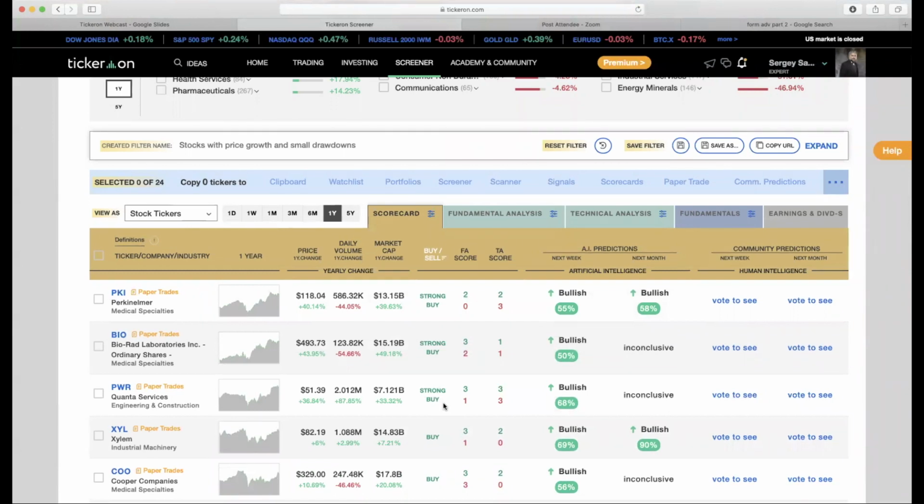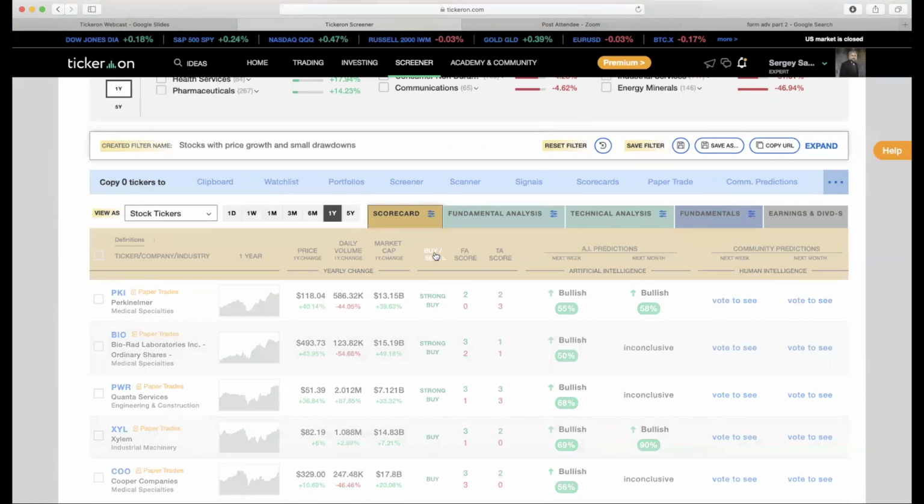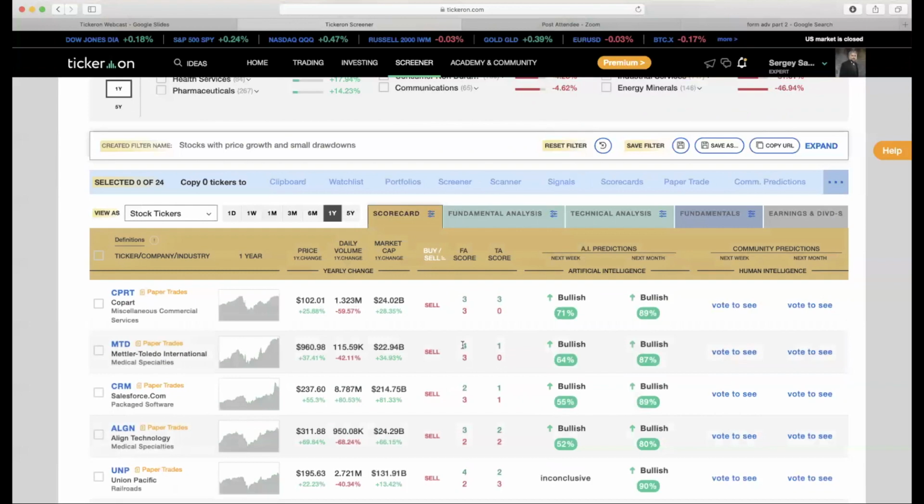Maybe I want to short stocks. Well, you can do pretty much the same thing the other way, right? You click it again. Instead of strong buys, it's going to show you the sells.